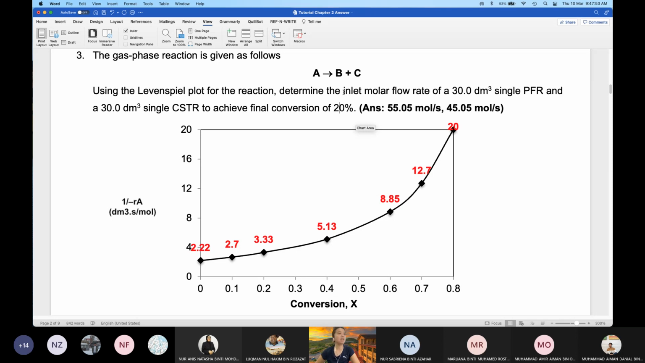Okay, kalau diberi volume reactor kita adalah 30 dm³ 1 PFR or 30 dm³ 1 CSTR. So I have 1 PFR 30 dm³, 1 CSTR 30 dm³, dan dia beri kita conversion 20%. Means my X is 0.2. So dia beri kita X 0.2, volume CSTR 30, volume PFR 30. Dia nak kita cari FA0 untuk PFR dan juga FA0 untuk CSTR. So how do we do this?